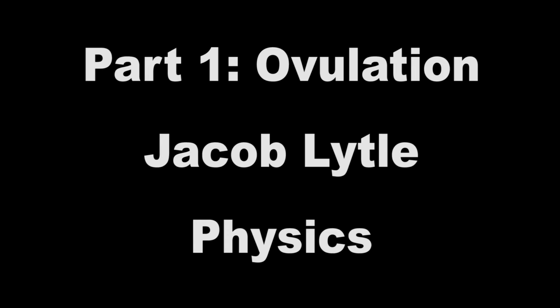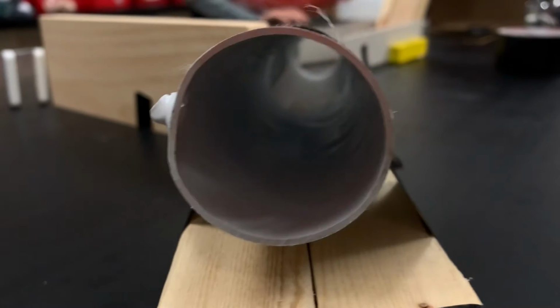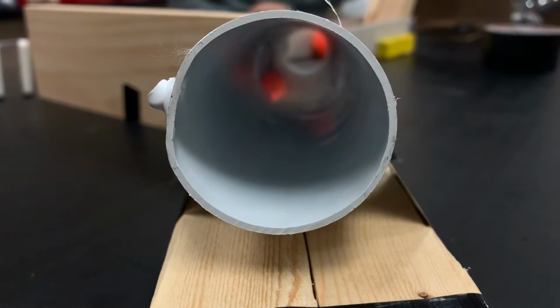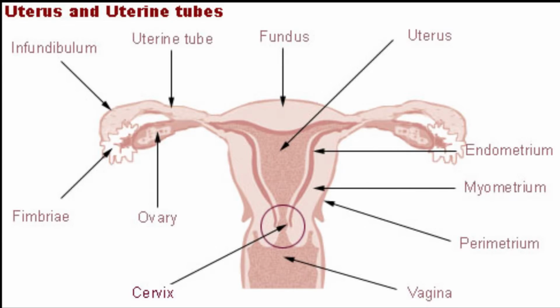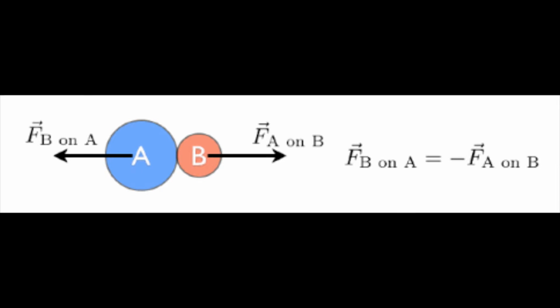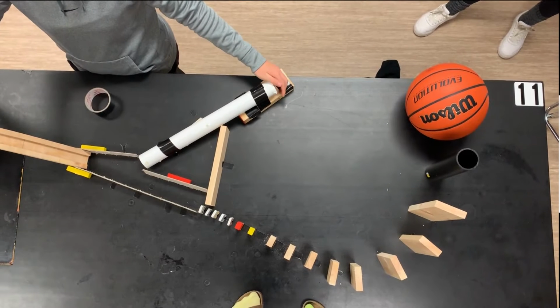The first aspect of this machine is the fallopian tube. A ball, representative of an egg, travels through the fallopian tube, or in this project, a piece of PVC pipe. Once in the uterus, a sperm will fertilize the egg, and the cycle will continue. This portion of the machine was directly related to physics. Gravitational force was exerted on the ball, causing it to slide down the tube.